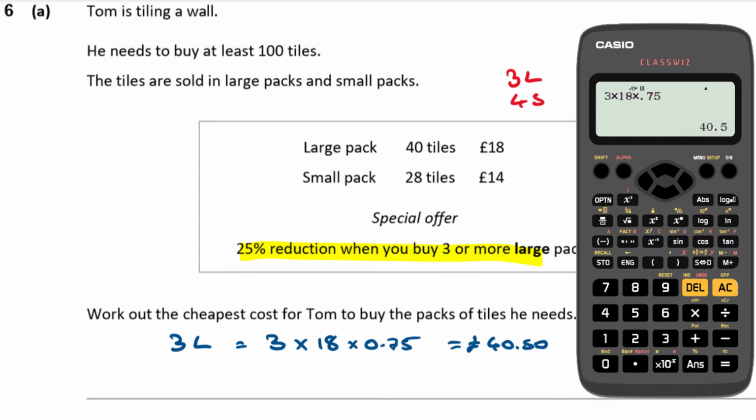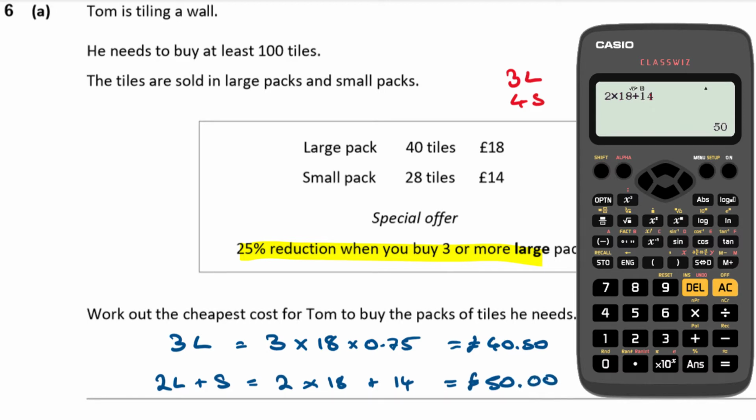Okay, it's in pounds and pence. I should really put 2 decimal places after the point. What was the next combination? 2 large and a small. That's going to be 2 times 18 plus the 14 then, isn't it? So 2 18s plus the 14, that comes out to £50. Okay, so I think that the 3 large ones are going to be the cheapest then, so that's 50.